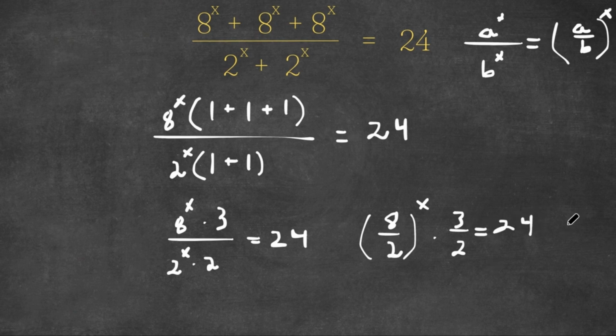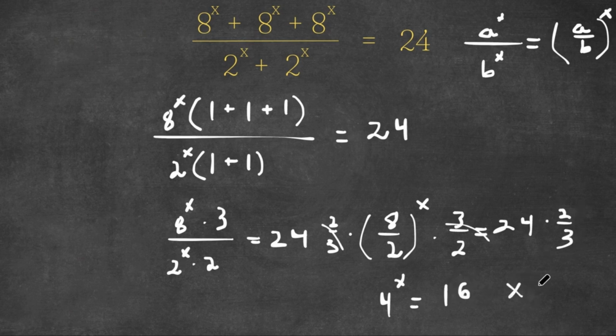Now to get rid of this 3 over 2, we have to multiply both sides by 2 over 3. So then these two cancel out, and we are left with 8 over 2, which is 4. So 4 to the power of x is equal to 24 times 2 over 3. 24 times 2 is 48. 48 divided by 3 is 16. So we have 4 to the power of x is equal to 16, meaning x is equal to 2. So this is our answer.